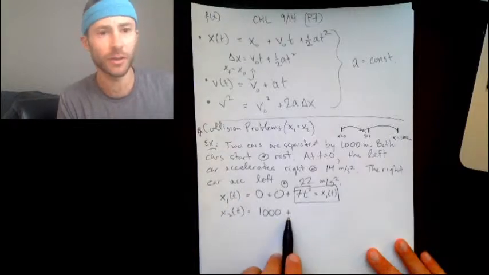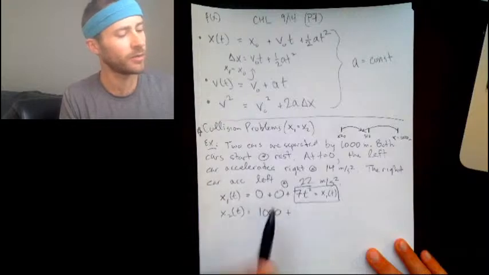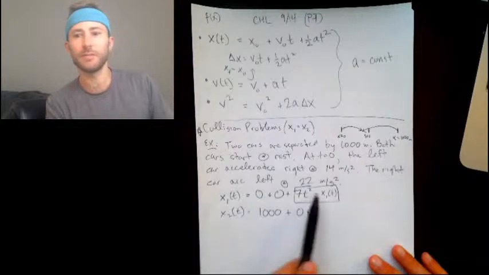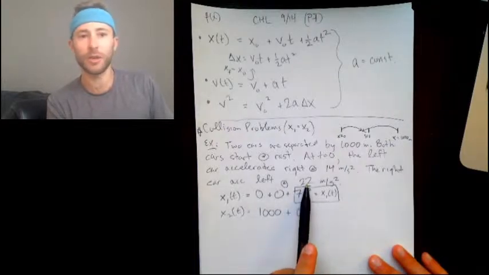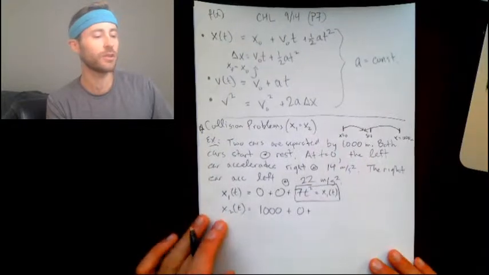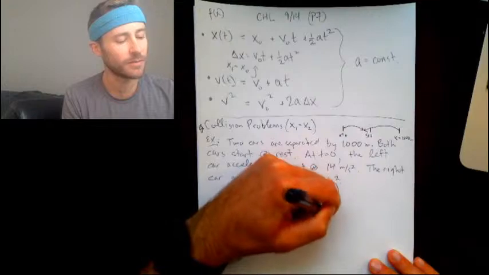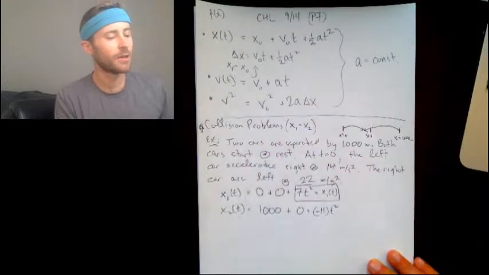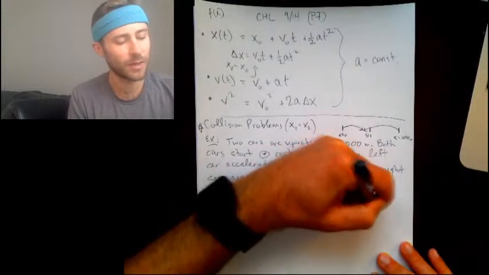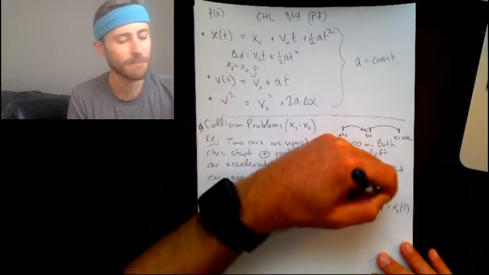And then the initial velocity term is 0 because the second car also starts at rest. And then we have an acceleration of 22 meters per second squared left. So that's going to be negative 22 meters per second squared. And we divide that by 2 to get negative 11 t squared. So the second car's position as a function of time is 1,000 minus 11 t squared. Okay.